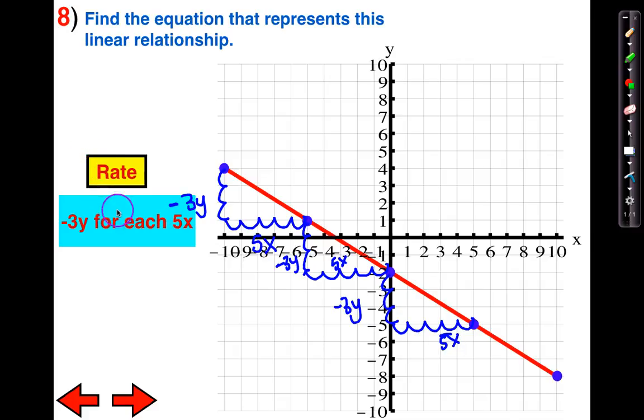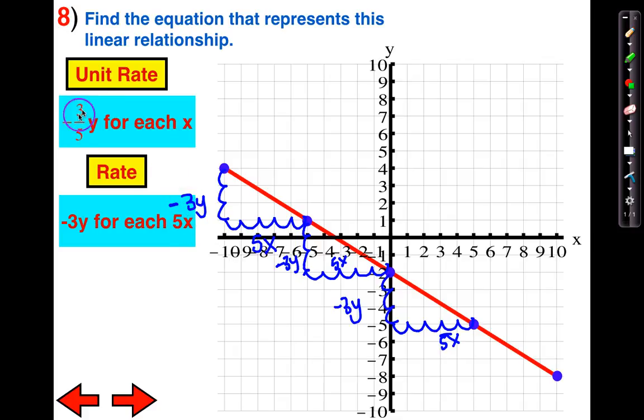So here, I'm going to say the rate is negative 3 y for each 5 x, but in terms of a unit rate, we don't want to know for each 5 x, we just want to know for each x. So our unit rate would be negative 3/5 y for each x.